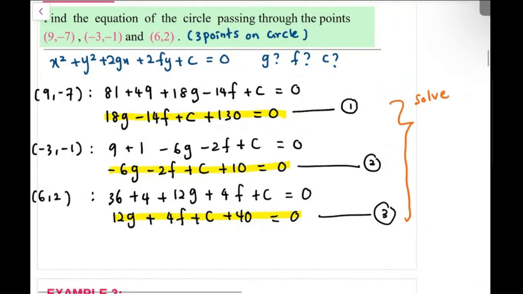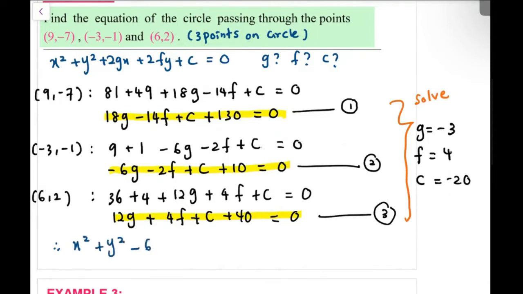Okay, so after you solve it simultaneously, our g would be, in this case, -3. f would be 4, and the last one, c, would be negative 20. So now in order to find the equation of a circle, just substitute g, f and c into our equation from just now. So our final answer in this case would be x squared plus y squared minus 6x plus 8y minus 20 equal to 0. And this is basically the general equation of a circle.